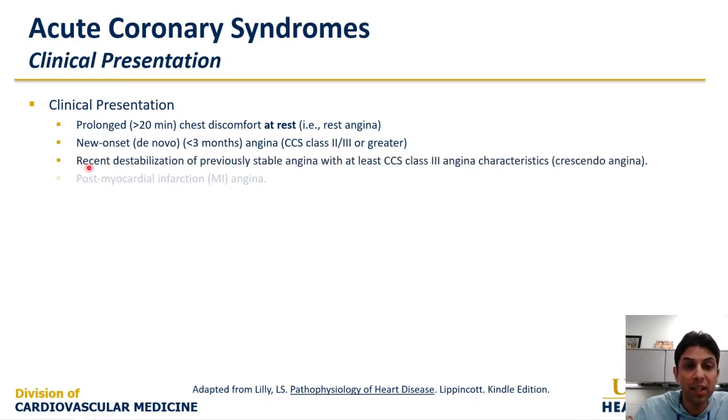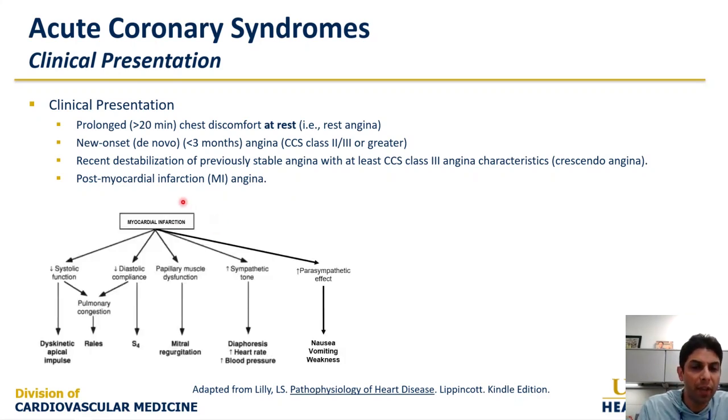Now, if a patient has a recent destabilization of previously stable angina with at least Canadian Cardiovascular Society class 3 angina characteristics, in other words, crescendo or worsening angina, we're going to be concerned about an acute coronary syndrome in that patient. And of course, in a patient that has had or is suffering post-myocardial infarction angina. So if a patient had a recent myocardial infarction, such as an NSTEMI, there may be some residual myocardium in that distribution that's at risk for ischemia. In such a way, a patient may develop an acute coronary syndrome again.